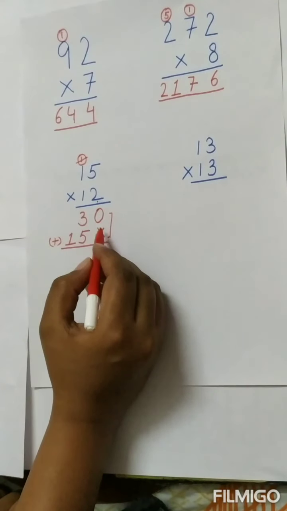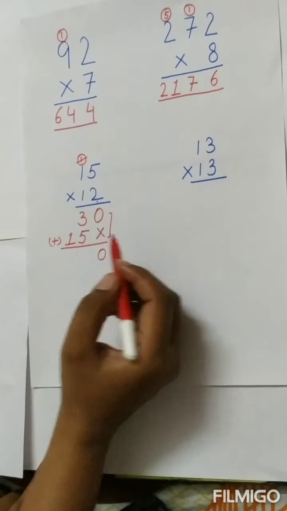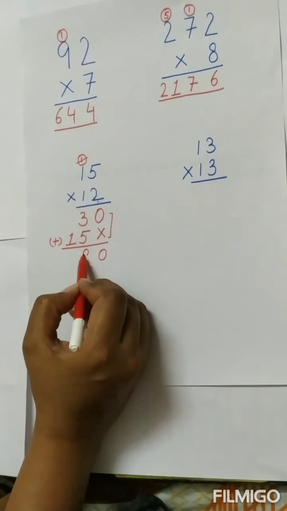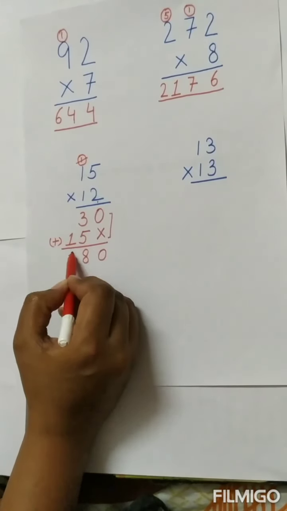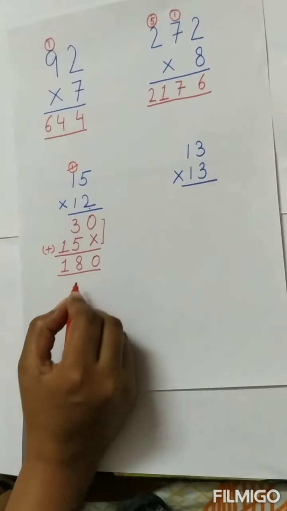So let's see. Now below 0 there is nothing, so 0 will remain 0. Okay. Then 3 plus 5 is 8 and 1 will remain 1. So our answer is 180.